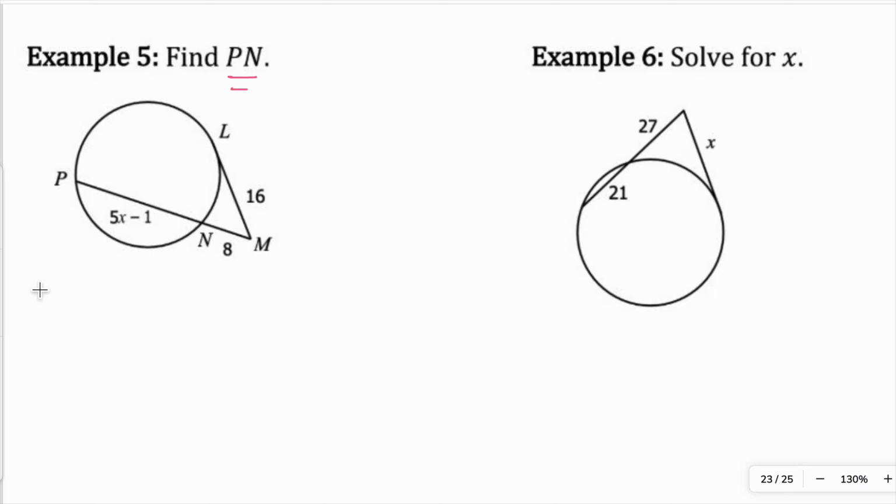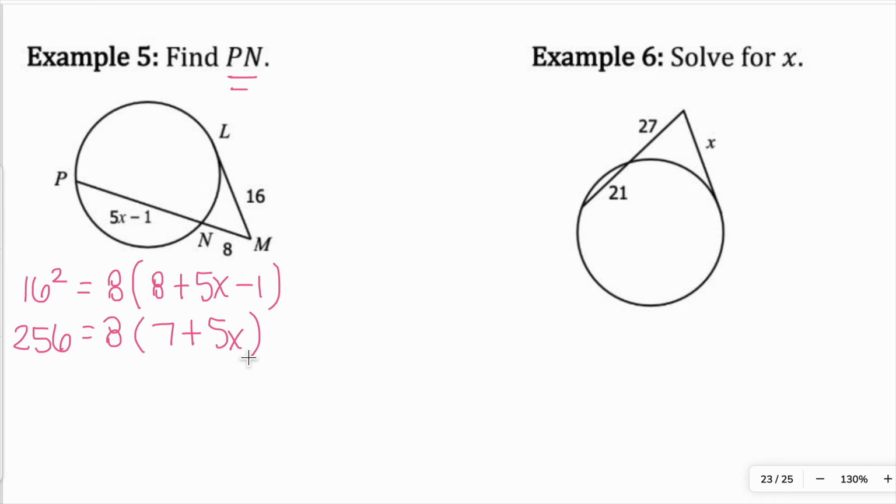So this is going to be that third option, intersecting tangent and secants outside of the circle. So we'll take 16 squared first and set it equal to part to whole. So 8 times 8 plus 5x minus 1. 16 squared is 256. And then combine like terms within this parentheses, 8 minus 1 is 7. So 7 plus 5x. Then we're going to distribute. That's one method you could try.